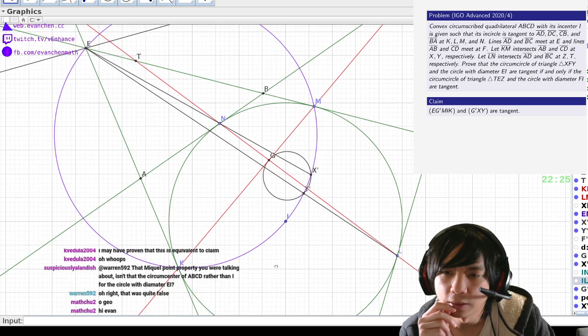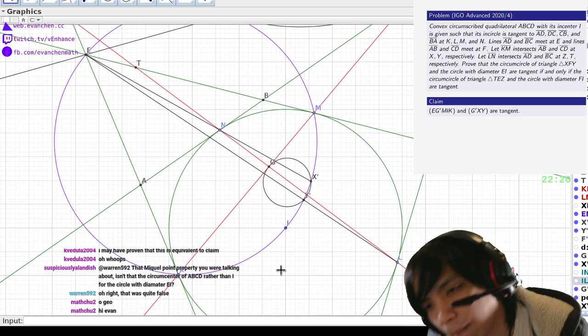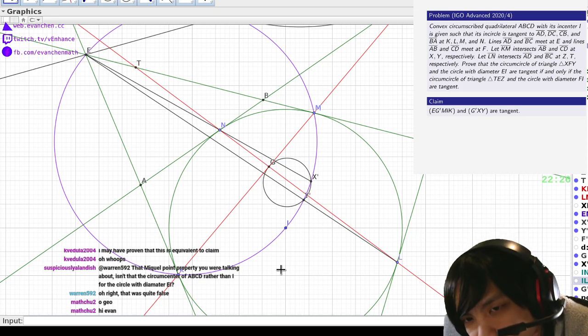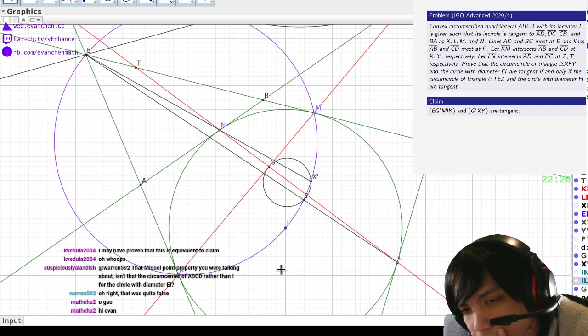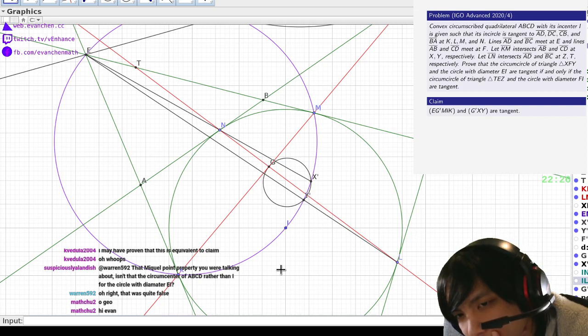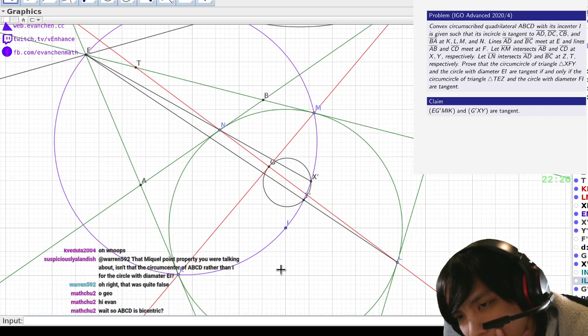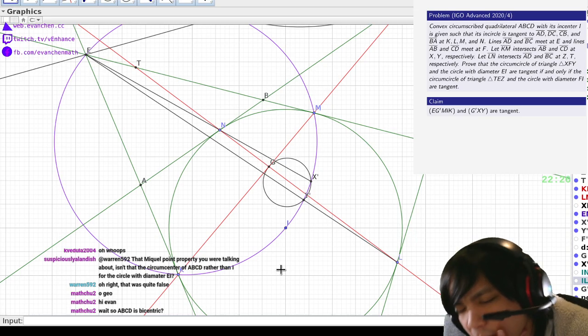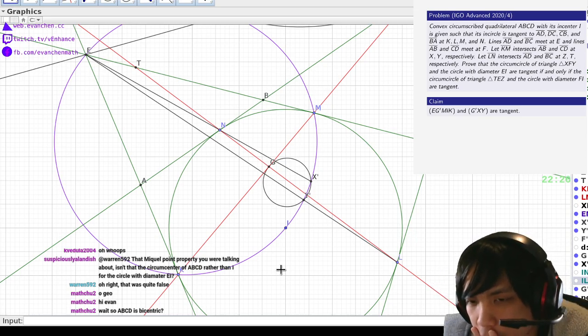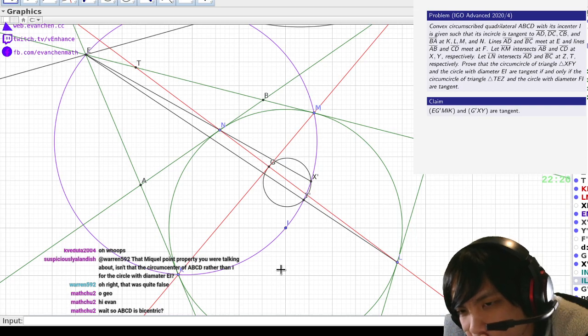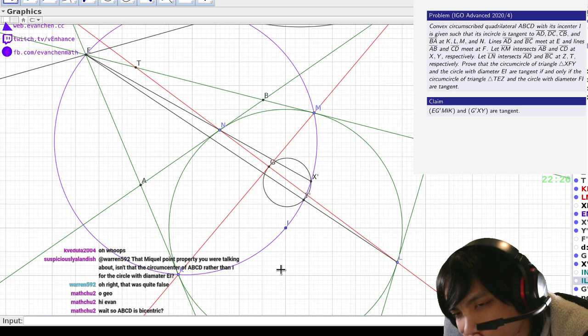So if I treat... what do I do with the midpoints? That's a real question. Why are there two midpoints there?